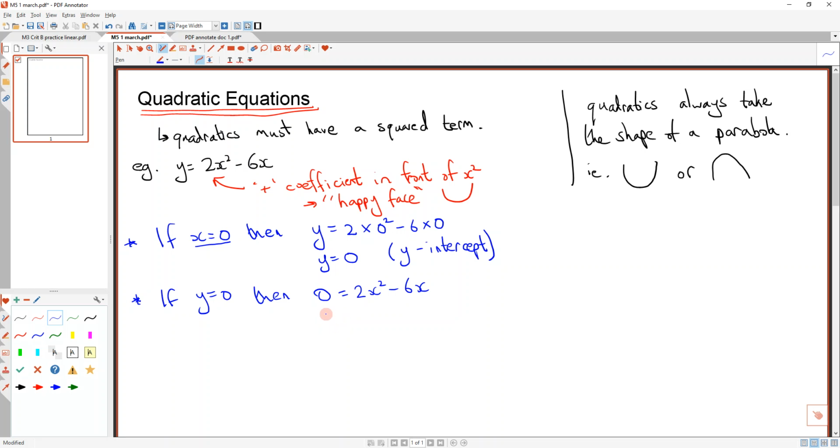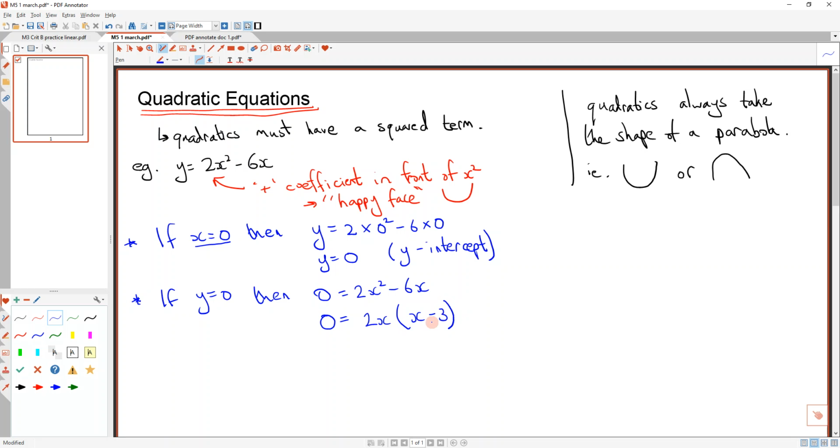Now, we're going to look at all this different type of stuff. So if I'm going to factorize this, what way am I going to factorize this specific equation? The 2 outside, and then a bracket with x inside. Can I take anything else out apart from the 2? 2x. Right, 2x outside, and then an x inside, minus 3.